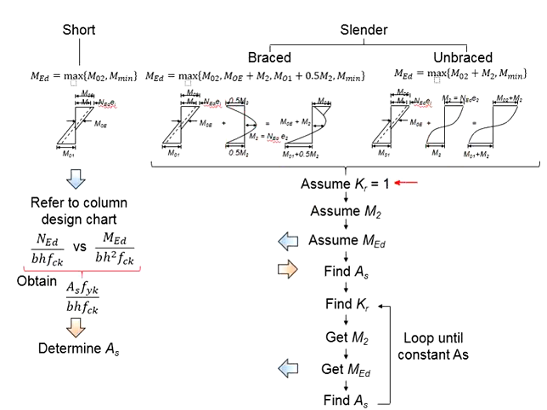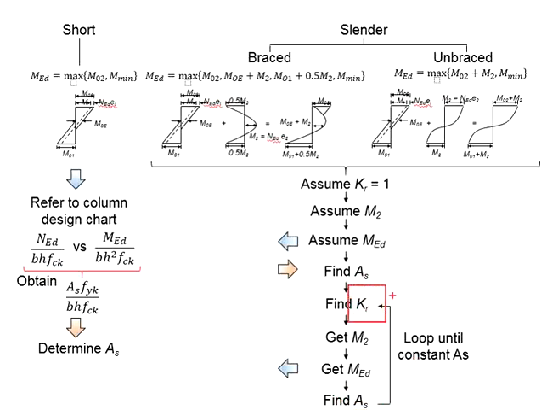We will start with assuming K equals 1, find the assumed M2, and subsequently the assumed MED. Use this MED in the chart here, and then find the AS. Use this AS, go back here to compute the KR. You're going to compare this KR with the assumed value. Now, if the KR is the same, then you know that this MED will be the same as this. Then the AS here will be the finalized AS.